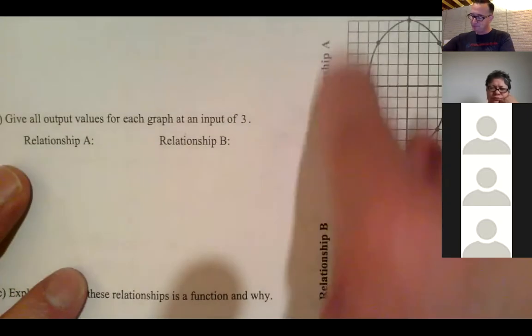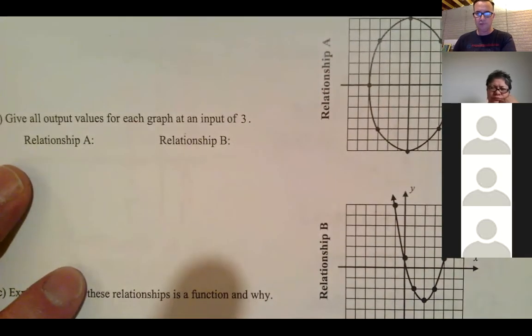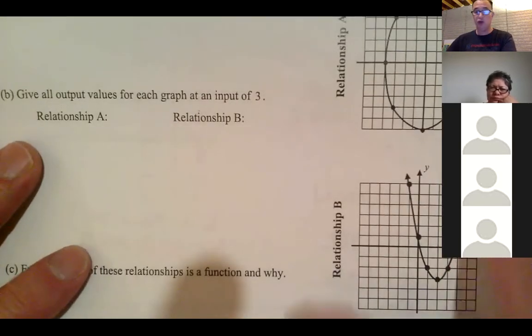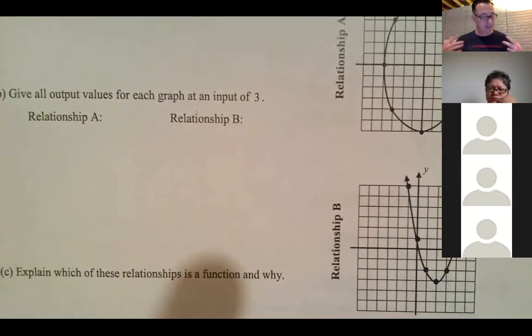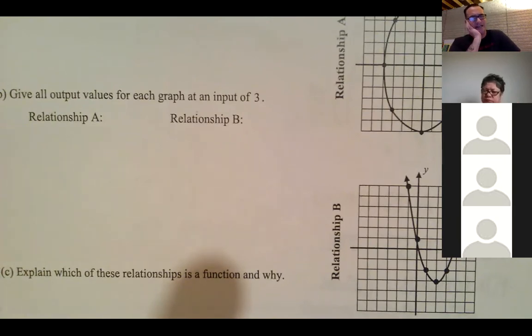We've got an oval, which is called an ellipse. We've got a U, which is called a parabola. Two different types of mathematical graphs. Both of these come from equations, so I can represent them with equations. What we're going to try to do is check to see if these are functions or not.